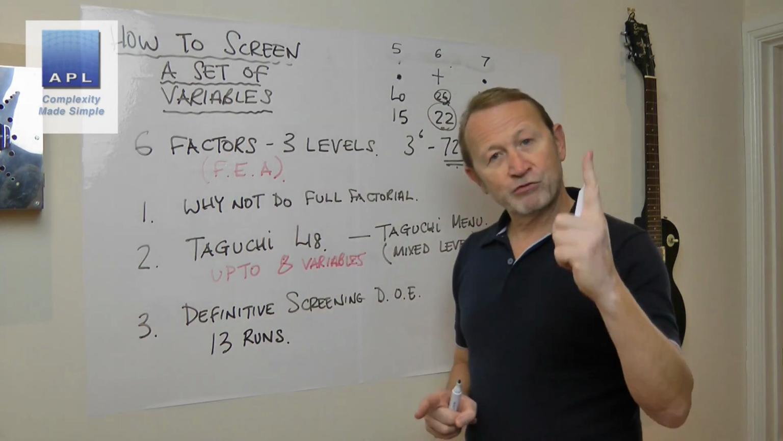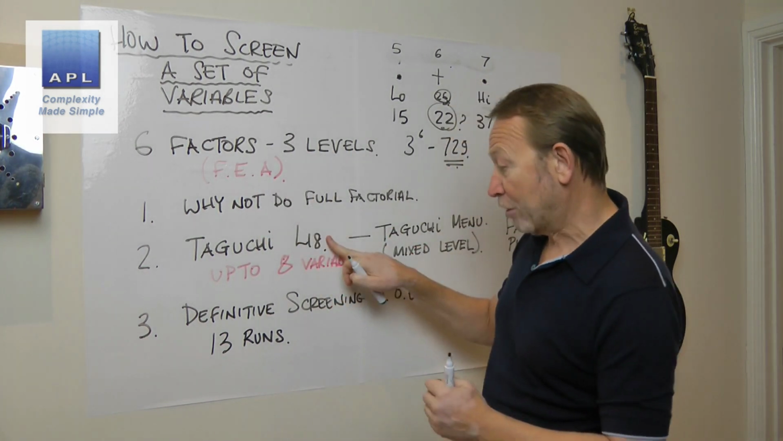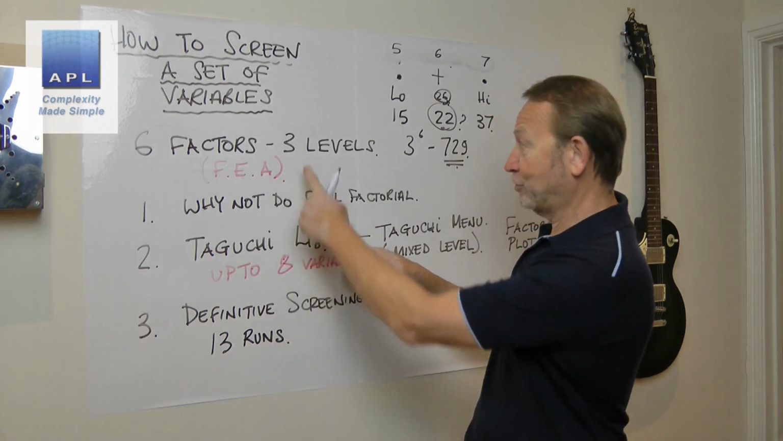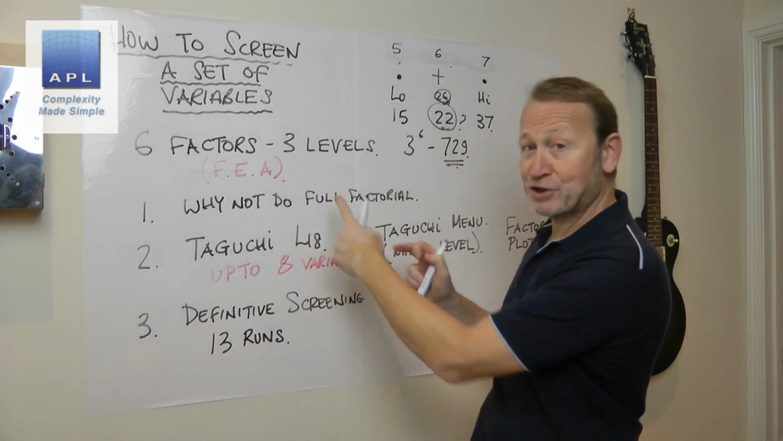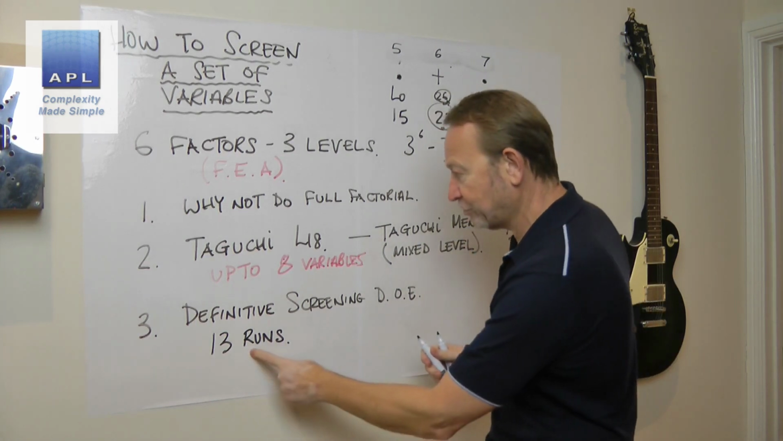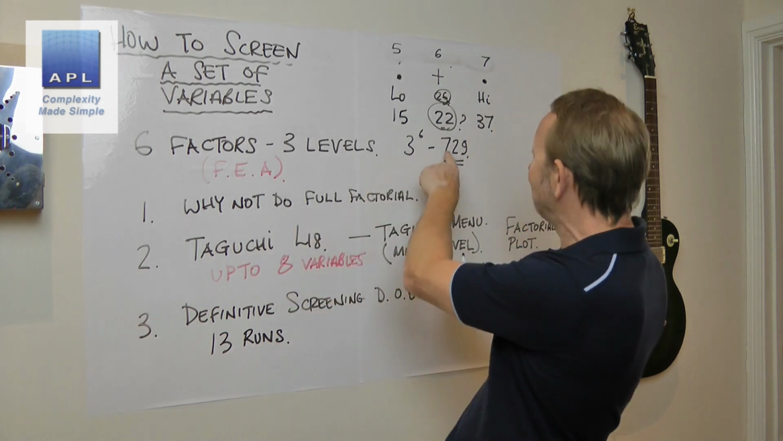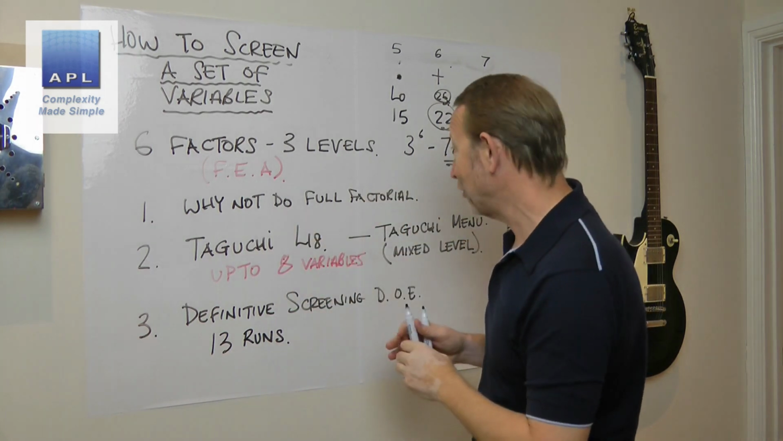You're going to do 1 repetition because you're doing FEA, which is a calculation. So you do 1 repetition here, you do 1 repetition here, you'd be doing 1 repetition here. So there is no value in repeating the tests in this case. So you're just going to come up with either 13 data points, 18 data points, or 729 data points.